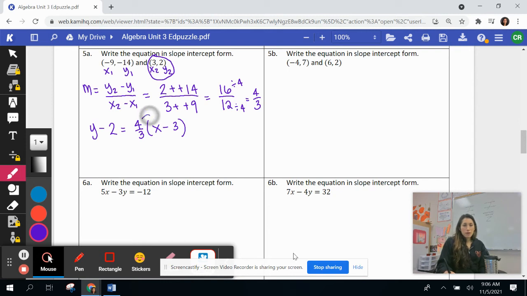Okay, so now when we go ahead and distribute, that's going to give us y minus 2 equals 4 over 3x. 4/3 of negative 3, that's going to be a negative. If you think about it, the 3's are going to simplify out and become 1. 3 divided by 3 is 1, and we're just going to be left with a 4. And then our last step will just be to add 2 on both sides. So that's going to give us y equals 4/3 x minus 2. That's our final equation. Okay, go ahead and give the equation for 5b.